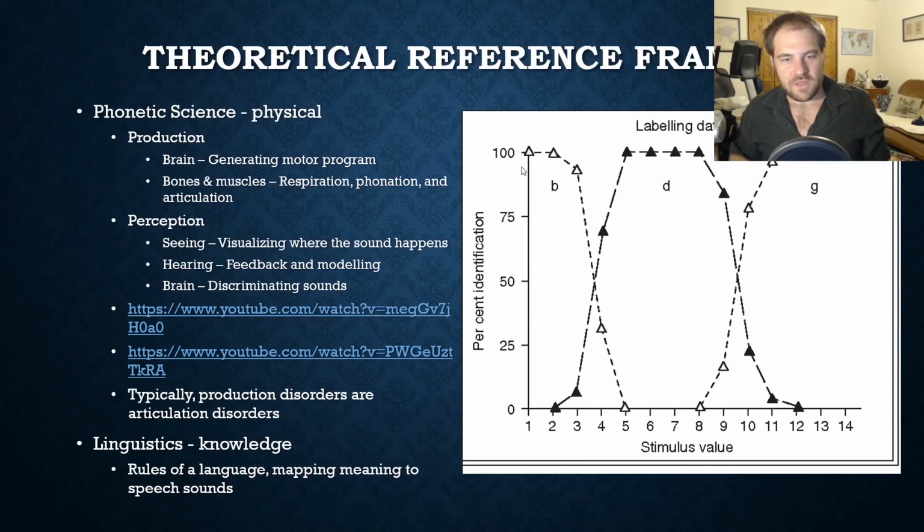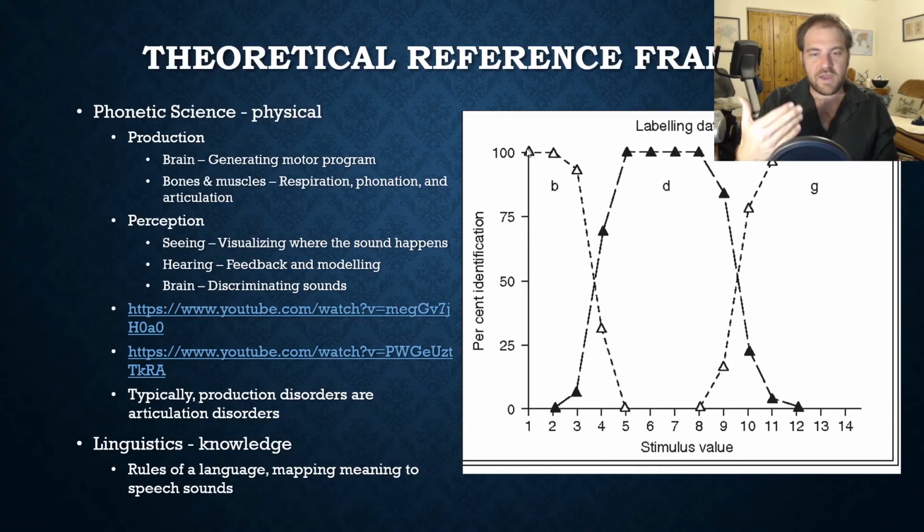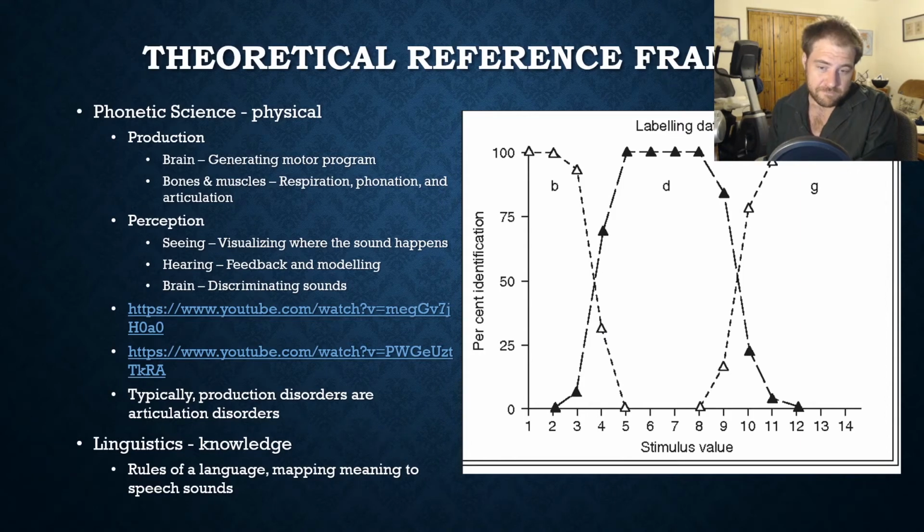So you can have this. It doesn't really matter what's going on down here. So what you see on this graph is the percentage of people identifying this sound right here as a B, and it's 100%. The next one over, maybe it's like 98% of people identify this as a B. The next one, maybe it's 95%. And then this one right here is maybe 30% of the people identify it as a B.